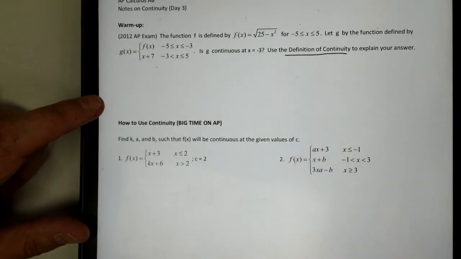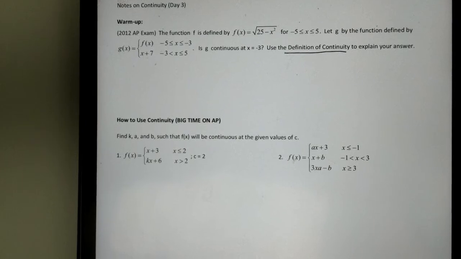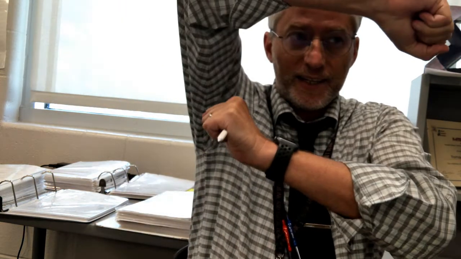Well, we've been talking about this, and we know the definition. It's pretty darn simple. Here it is. 1, does the value exist? 2, does the limit exist? 3, set them equal. That's what we call continuity. There we go. Continuity in a nutshell.